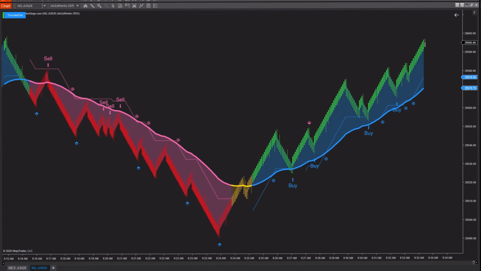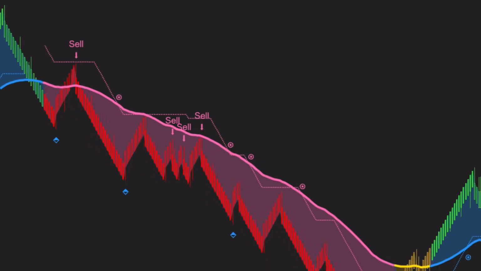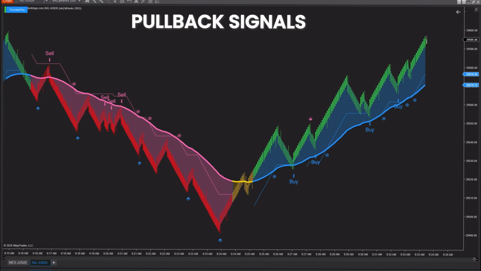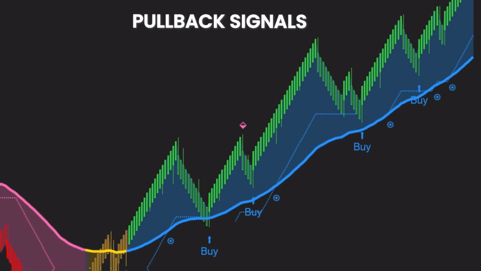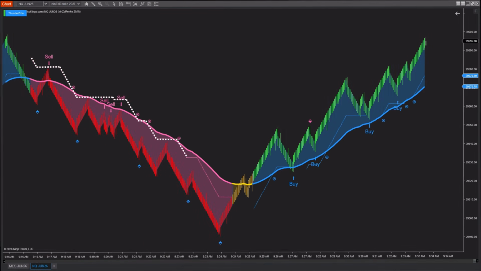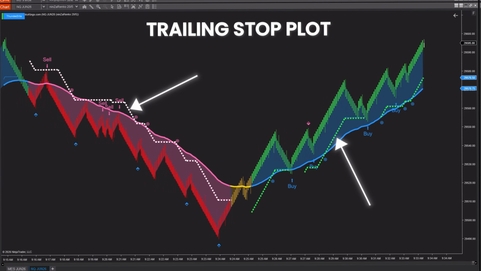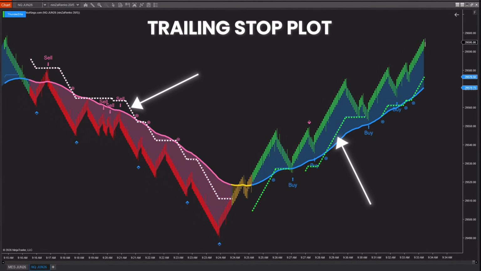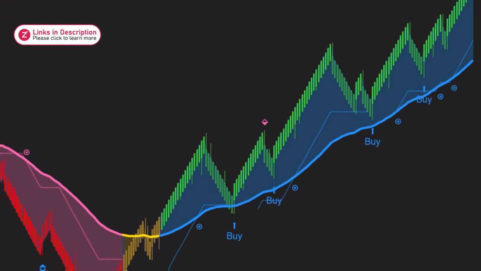Next are the pullback trading signals, designed to help traders identify potential retracement areas before the main trend continues. Next, we have the trailing stop plot, a tool that helps traders identify where to place their stop loss and how to trail their stop more effectively for each trade.